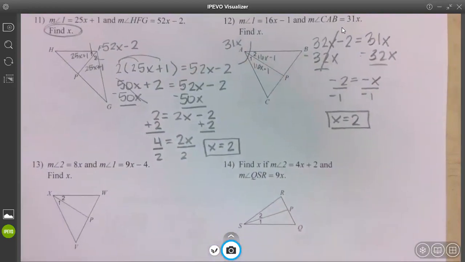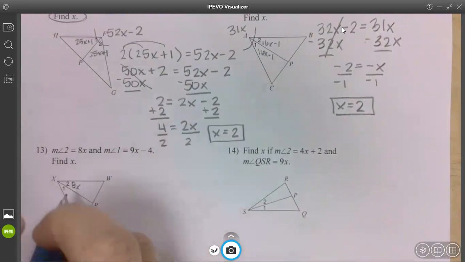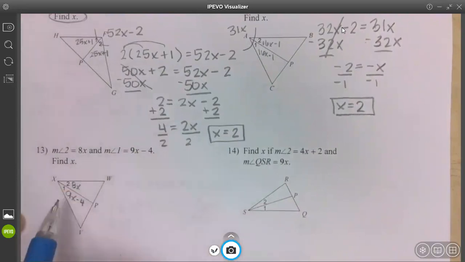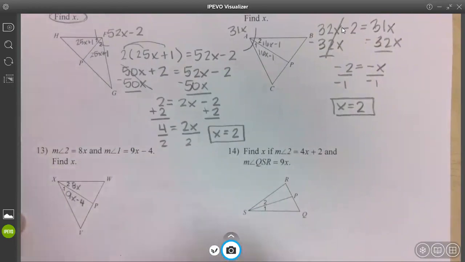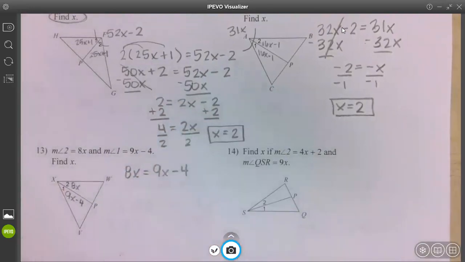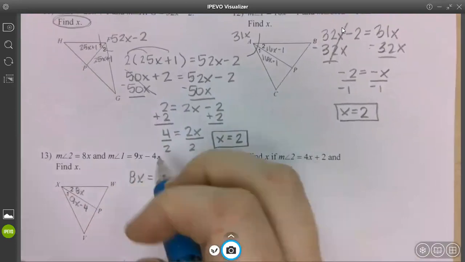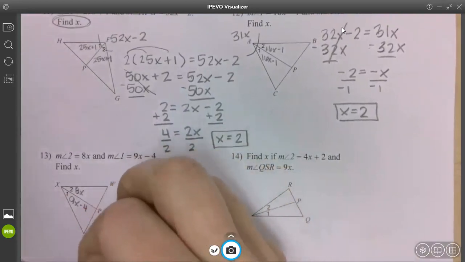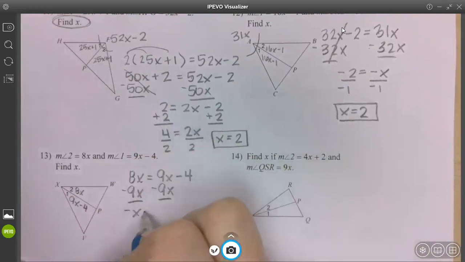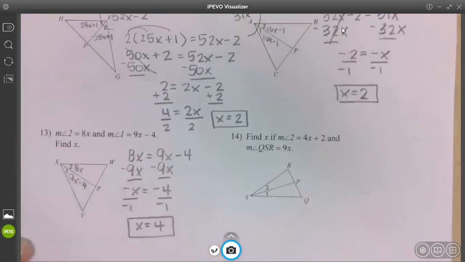Doing the same thing again. Both angles added together, so both parts equal the whole. Add the parts, equal the whole. So angle 2 is 8x. But this one gives you angle 1. What do we know about 1 and 2? We know that they're equal. So if they're equal, we can set them equal to each other. Okay, they didn't give us the big one, so we can't add them up. They just gave us the 2, so we're going to set them equal. Since this x is already by itself, I'm going to subtract 9x. I get negative x equals negative 4. And then we're going to divide by negative 1 to get that x equals 4. It asked me to solve for x, so I'm done with the problem.